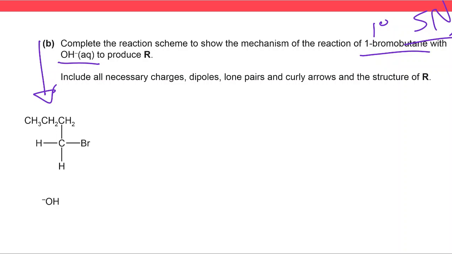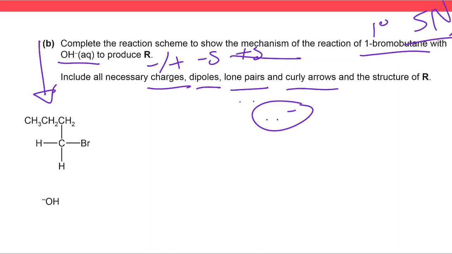First of all, when you are writing a mechanism, include all necessary charges. Dipoles, that means partially negative and partially positive. Lone pairs, which you may find on oxygen, nitrogen, or halogen. And always when you have a negative ion, you have a lone pair. Why? Because to form a negative ion you gain one electron. Also important are curly arrows, which show attacking or removing something. You need to keep these in mind when you draw the mechanism. So let's start from here.